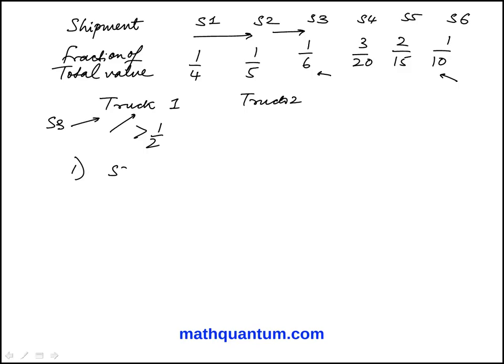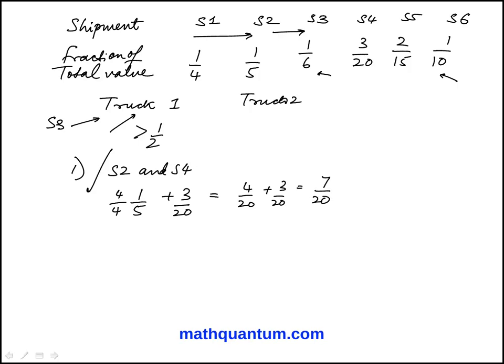So statement 1 says S2 and S4 were shipped on the first truck. So the first truck we have S2, which is 1/4, and S4, 3/20. I'm going to add those two, multiply this by 4. This is 4/20th plus 3/20th, which means 7/20th. And we're told that it's greater than half. S2 and S4, so we're taking those out.